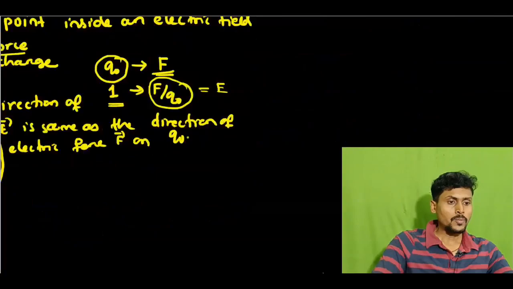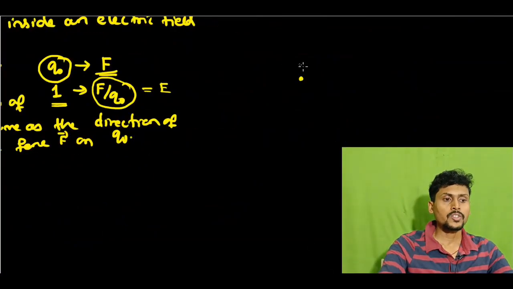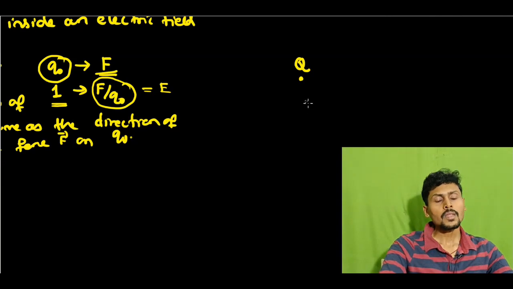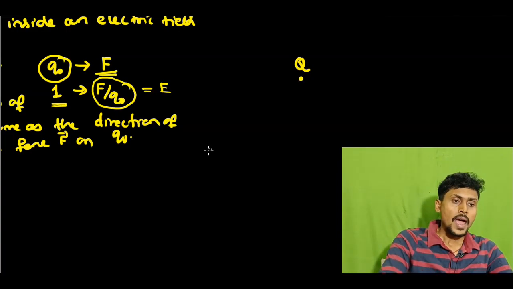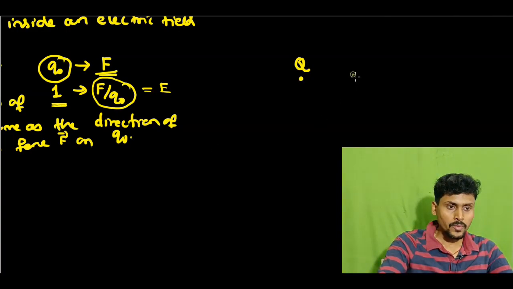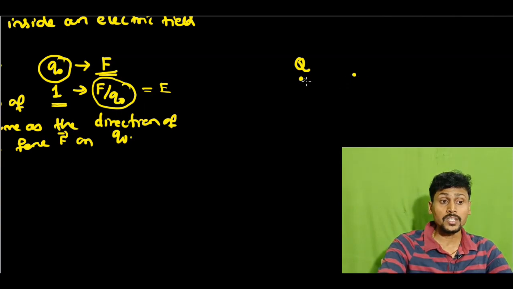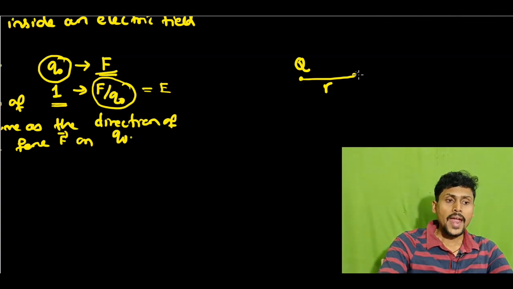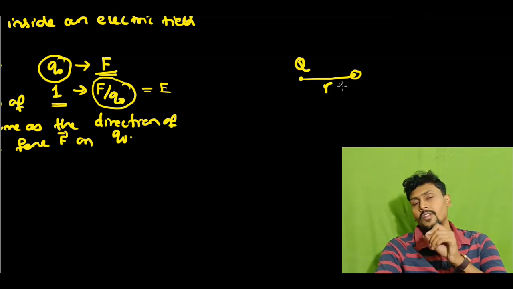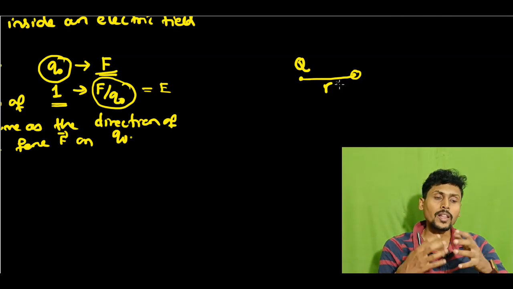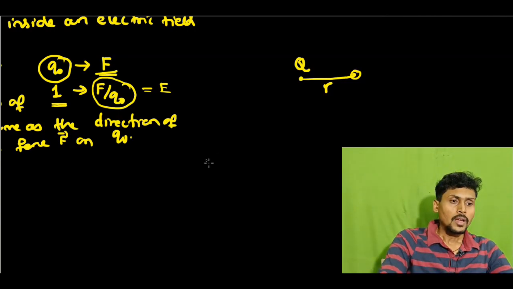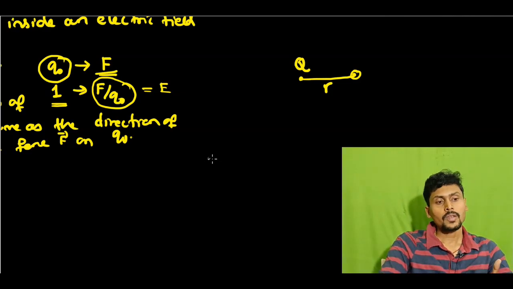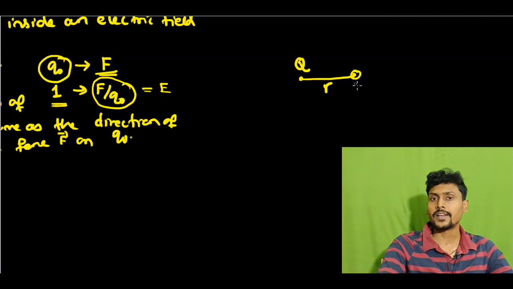Suppose imagine that you have a point charge capital Q here. This point charge produces an electric field around itself, and I'll choose a point somewhere here. This is a point which is at a distance r from the charge capital Q. At this point I want to calculate electric field intensity. So I will derive a formula for how to calculate the electric field intensity due to a point charge at some distance from it.